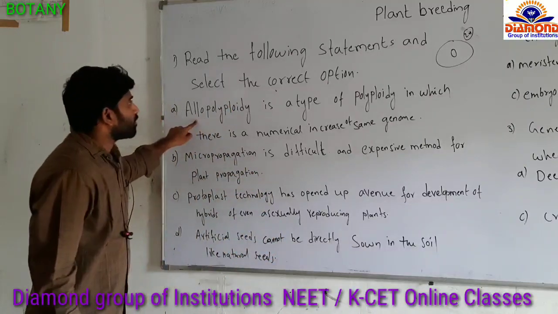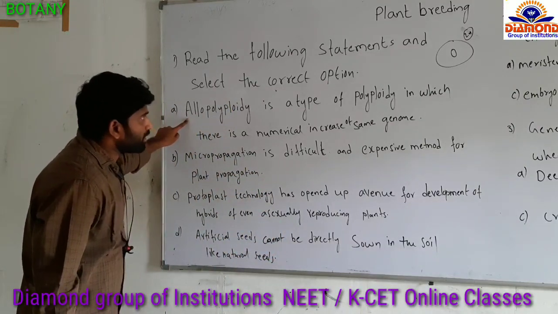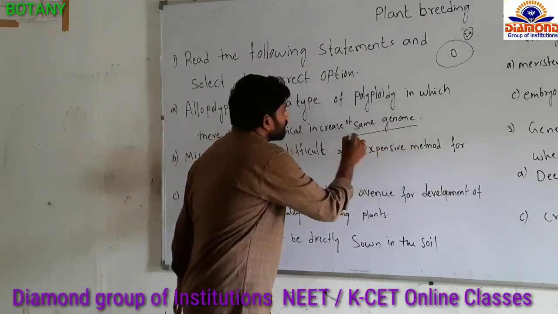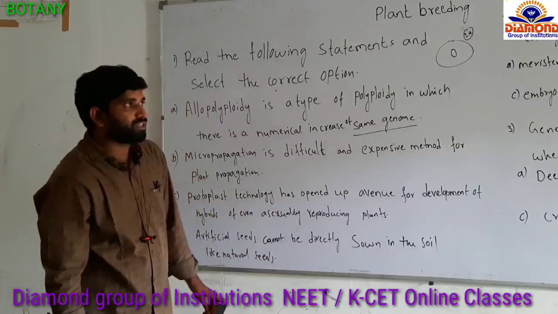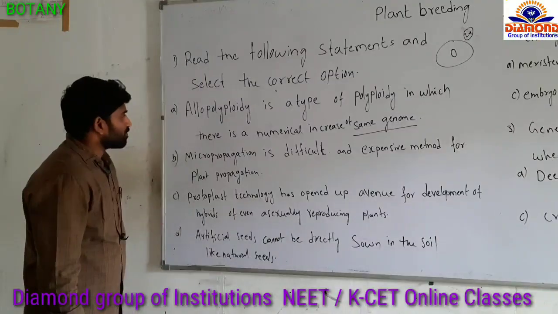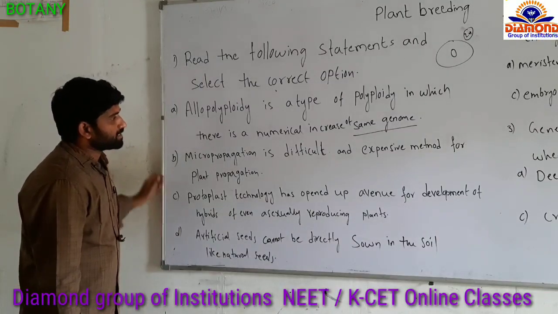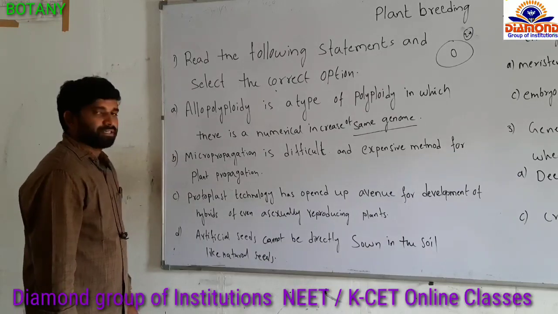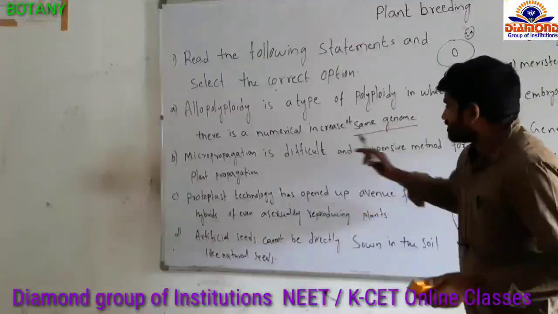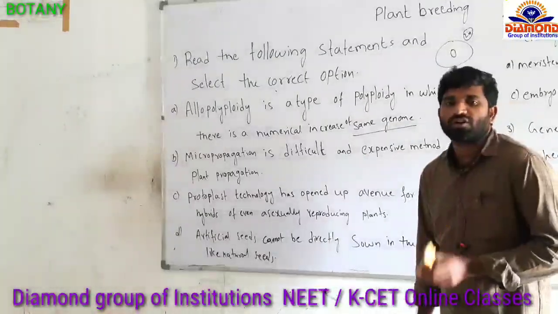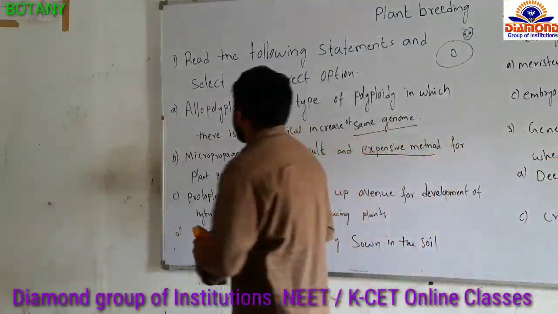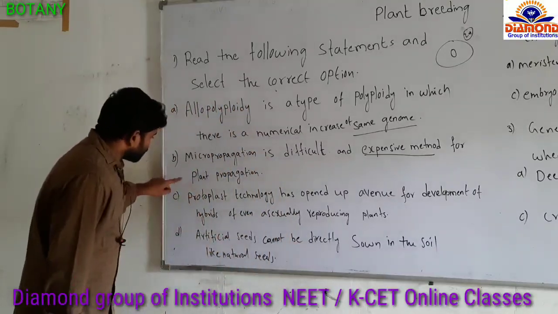So option A says allopolyploidy is a numerical increase of the same genome. It is not the same genome, it is a different genome, so option A is incorrect. Option B: micropropagation is a difficult, expensive method for plant propagation. Micropropagation is an application of tissue culture and is the easiest method for producing plants within a short period of time, not an expensive method.